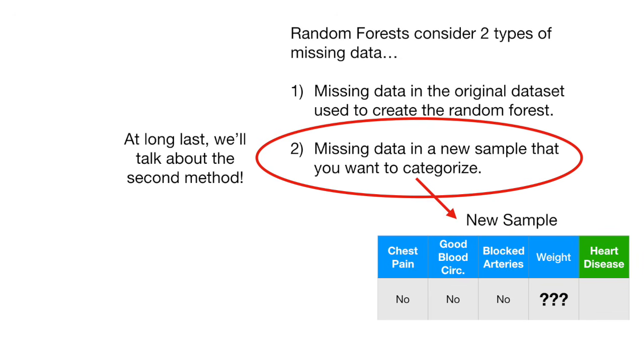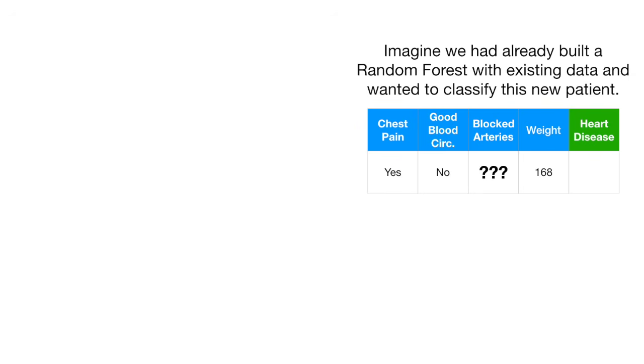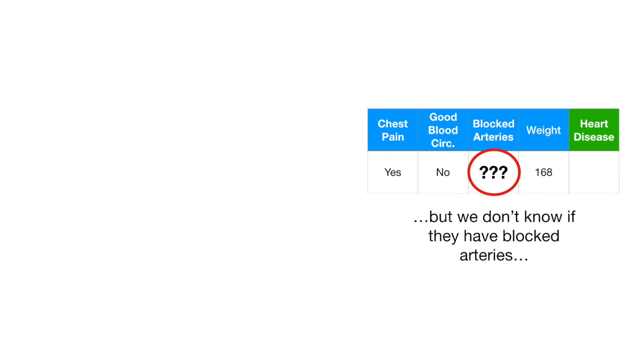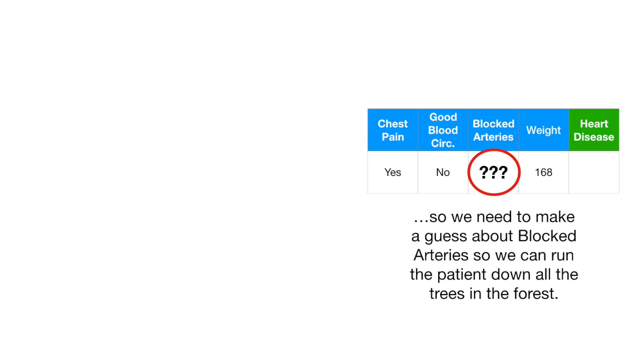Okay, enough fun stuff. Let's get back to the missing data problem. At long last, we'll talk about the second method. This is when we have missing data in a new sample that we want to categorize. Imagine we had already built a random forest with existing data and wanted to classify this new patient. So we want to know if they have heart disease or not. But we don't know if they have blocked arteries. So we need to make a guess about blocked arteries so we can run the patient down all the trees in the forest.